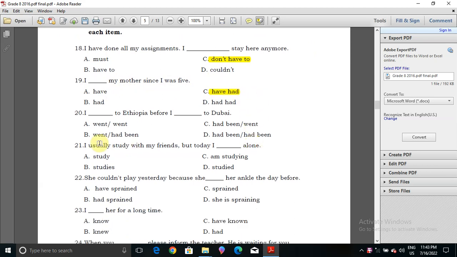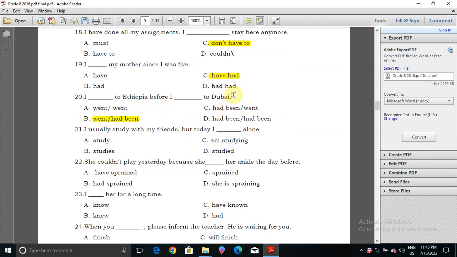Now question number 20: "I dashed to Ethiopia before I dashed to Dubai." Here, what will be the correct two choices? Went and went, or went and had been, or had been and went, or had been and had been. Here the correct answer will be "went" and "had been." Why? Because he said "I went to Ethiopia before I had been to Dubai." So the correct answer for question number 20 will be "I went to Ethiopia before I had been to Dubai."